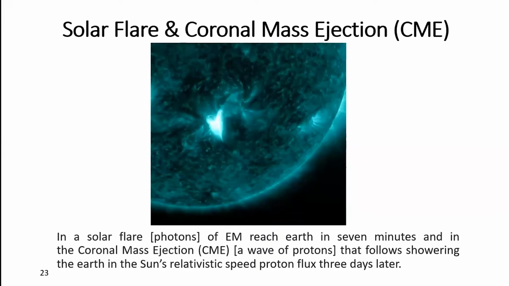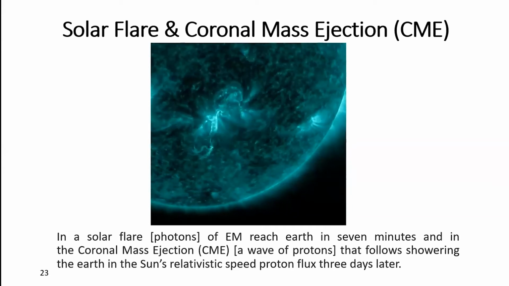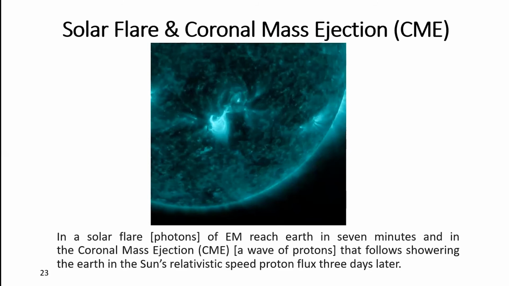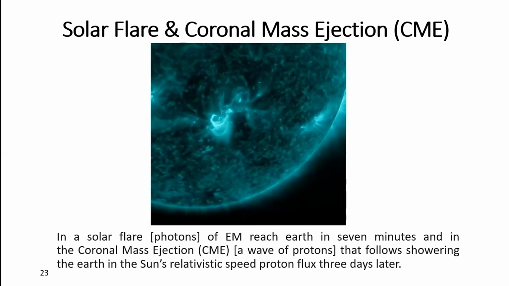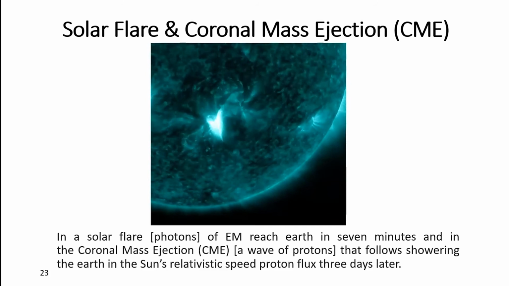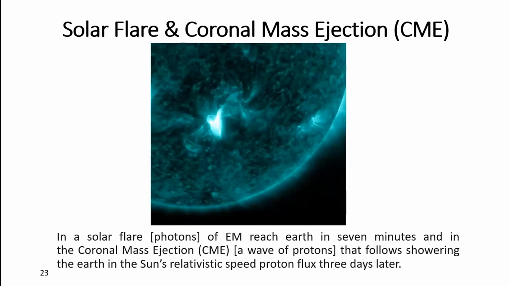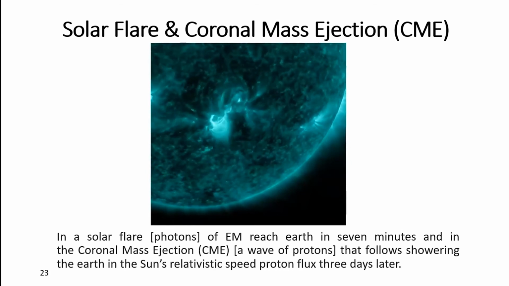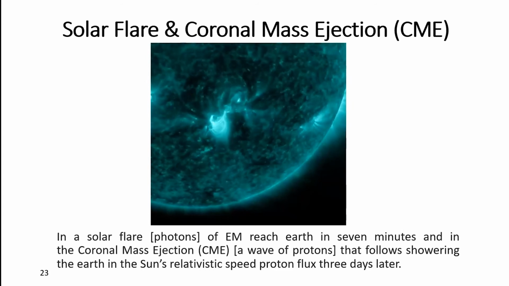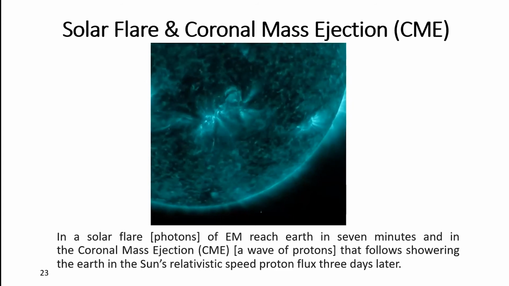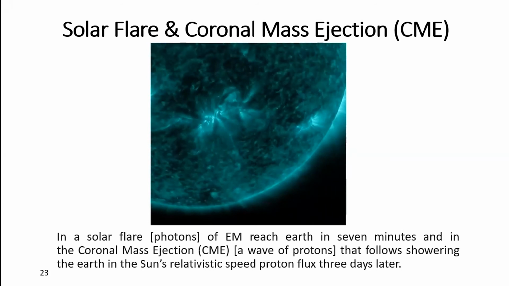So now I'm going to talk about solar flares and the coronal mass ejection. In a solar flare, photons of EM reach the Earth in 7 minutes, and in the coronal mass ejection, a wave of protons follows, showering the Earth with the sun's relativistic speed proton flux 3 days later. It's like a big wave in the ocean of protons, and when it hits the Earth, it causes the Earth's magnetic field to spin around.